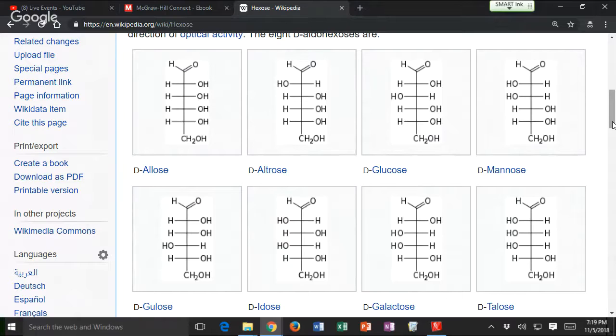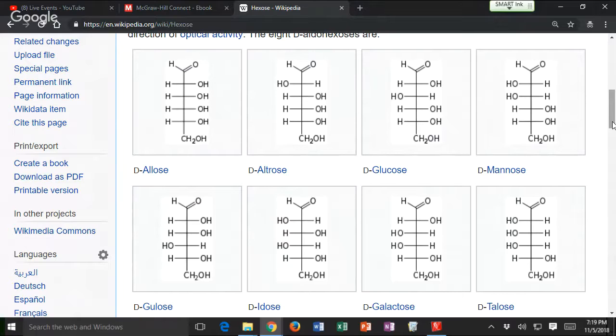What are the only differences? What differences do you see among those 8? Yeah, the orientations of the H and OH. So these are all stereoisomers of each other, which make completely different sugars. They're all connected the same way. They're all 6 carbons in a chain with an aldehyde on one end and an OH on each carbon.